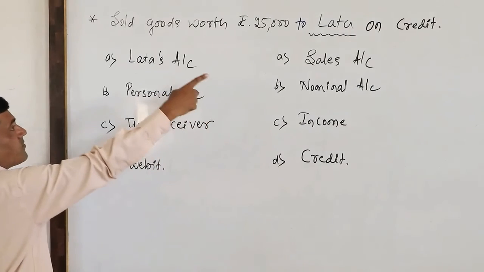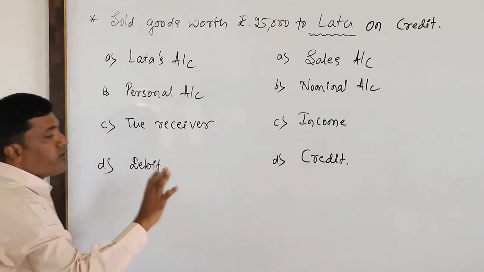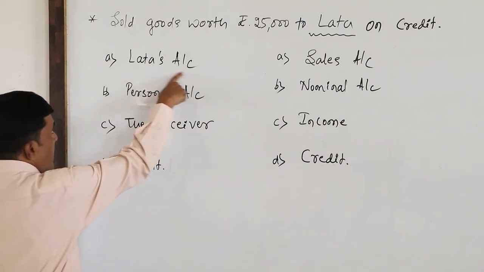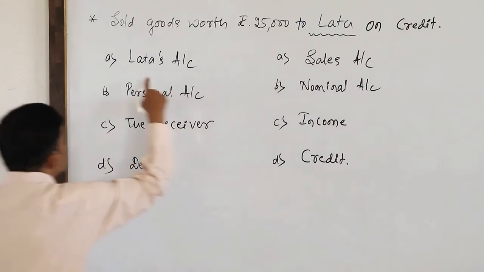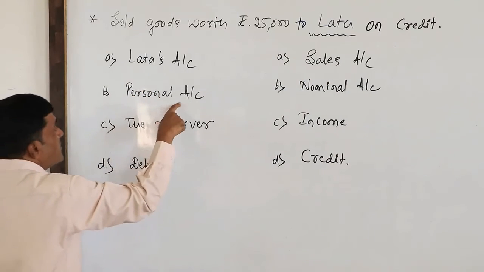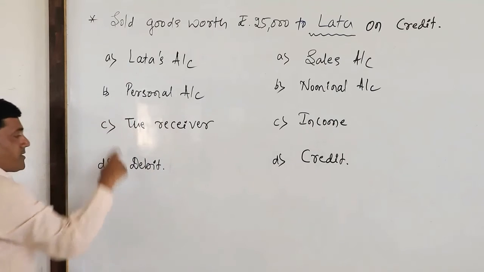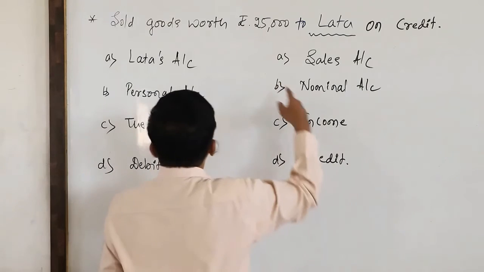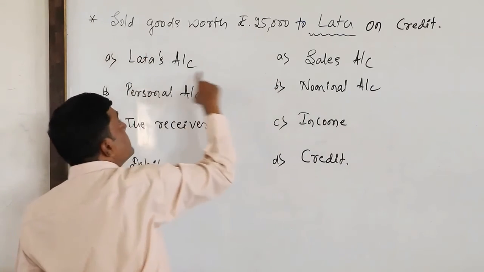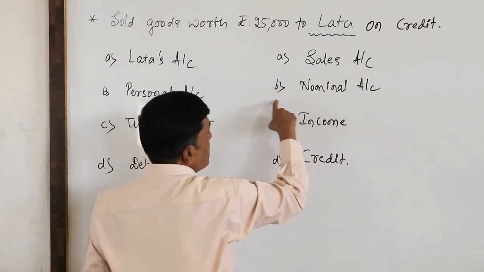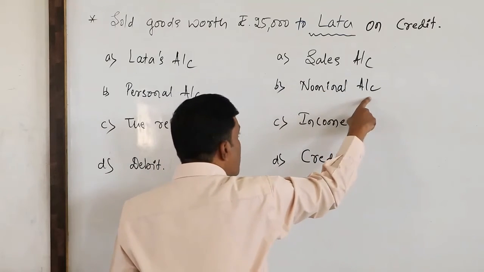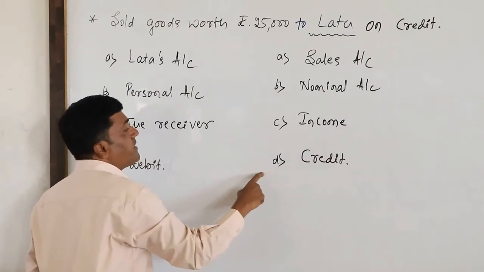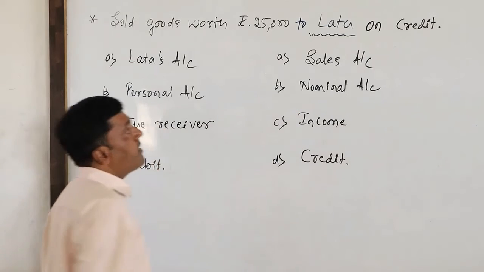Sold goods worth rupees 25,000 to Lata on credit means, in this transaction we have not received the cash from Lata. So that is the reason we need to write her name, Lata's account, and this one is sales account. Lata comes under personal account. Here also she is the receiver as per the personal account, so Lata's account is to be debited. Here we are working on the sales account. Sales comes under nominal account. As per the nominal account, sale is an income and it is to be credited as per the rule.